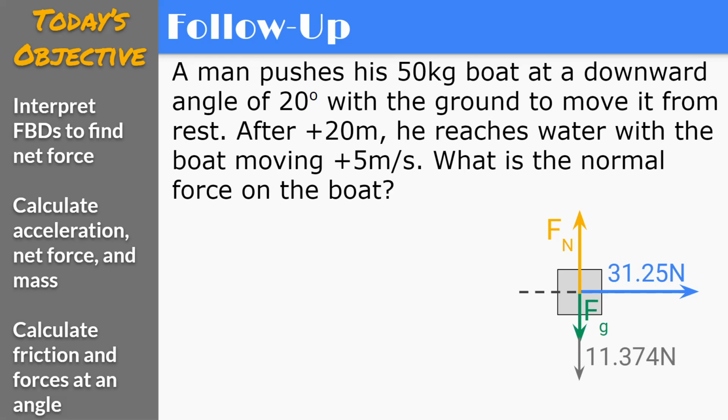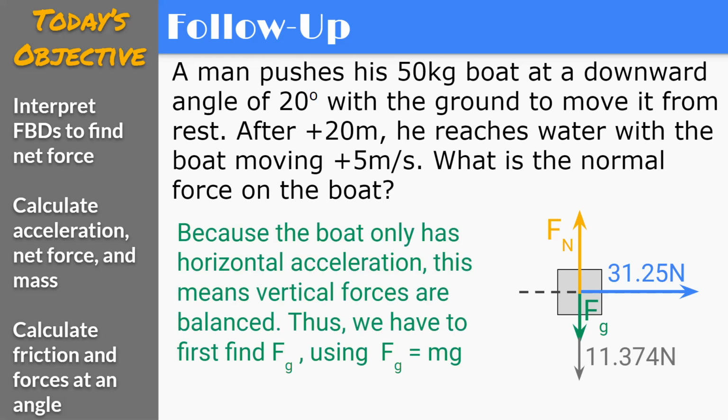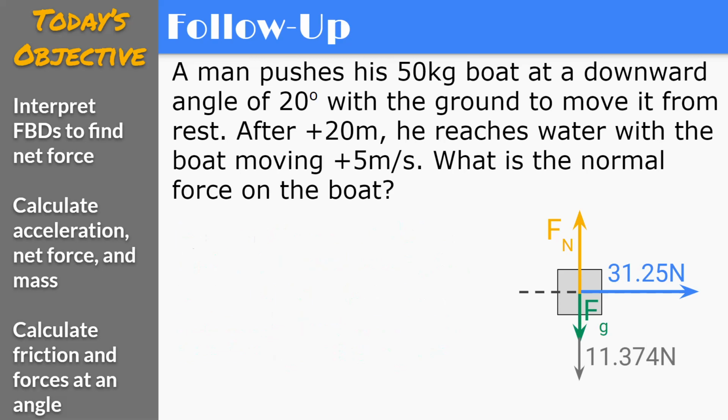I can find Fg using Fg equals m times g, and that'll help me figure out what Fn is because, again, I know that the vertical forces are balanced. Fg equals 50 times negative 9.8, which is 490. Technically, it's negative 490, but when I put it on here, I don't need to put the negative sign. So now I know the total downward force. Fn is going to be equal to the sum of those. All you have to do is add them together.